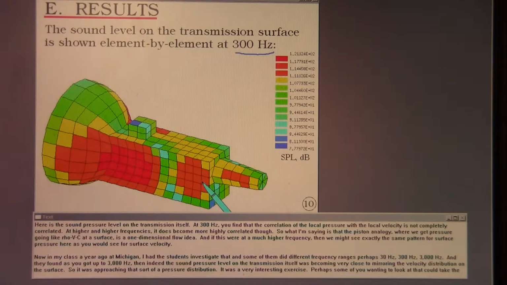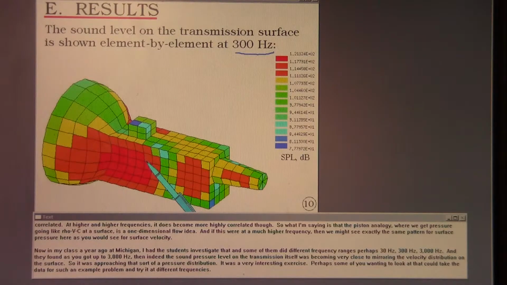So what I'm saying is that the piston analogy, where you get pressure going like rho V c at a surface, is a one-dimensional flow idea. And if this were at a much higher frequency, then we might see exactly the same pattern for surface pressure here as you would see for surface velocity.